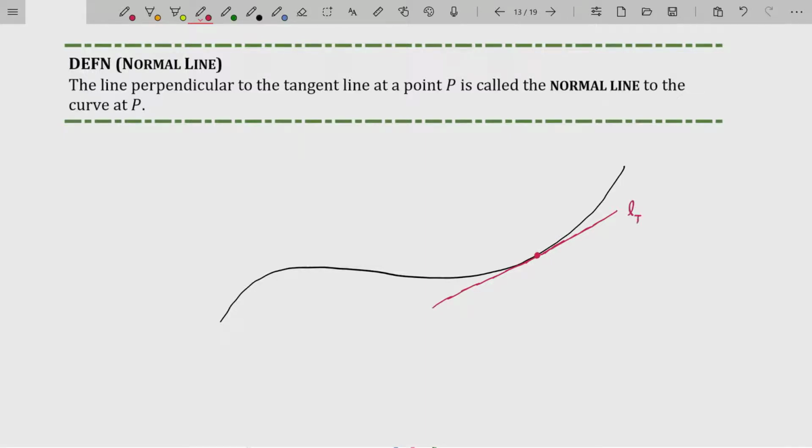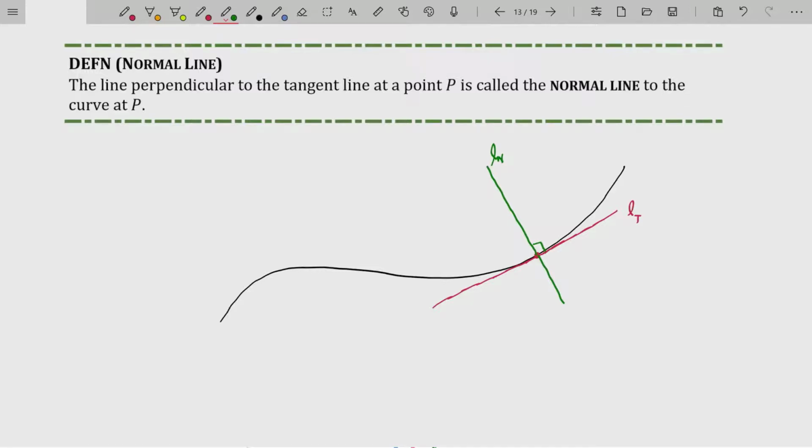I'll call it L sub t. Well, by this definition, every single tangent line has a normal line, and a normal line is the line that's perpendicular to that tangent line. So it goes at a 90-degree angle here. That's line sub normal. It goes in both directions, but most of the time we're only concerned with the direction upwards. But anyway, the normal line is critical in physics because it's related to forces.